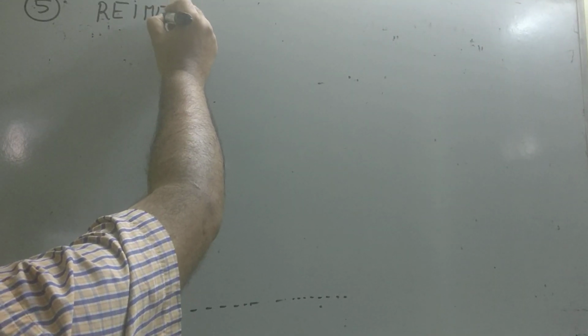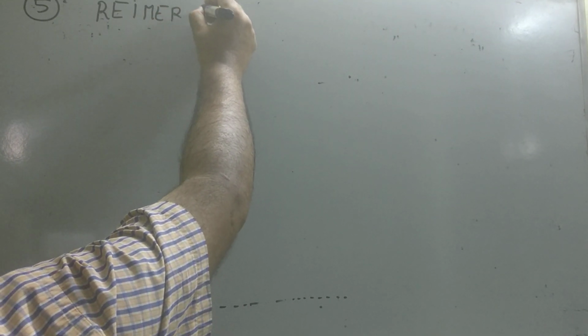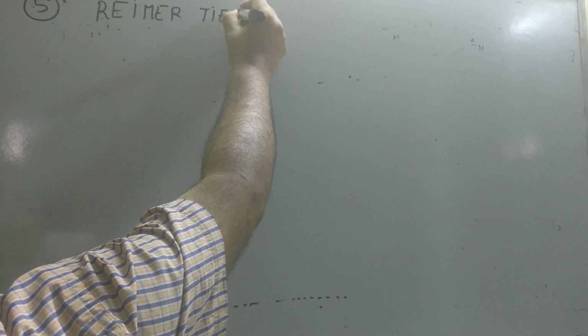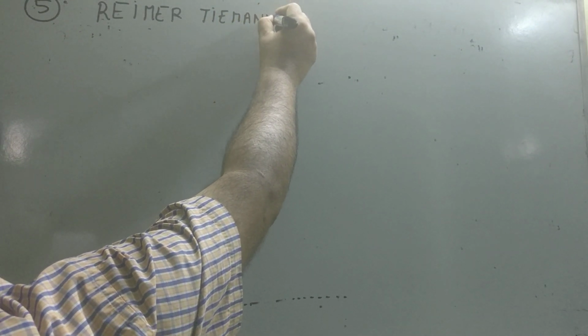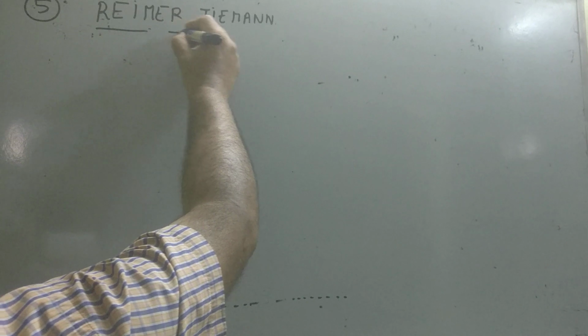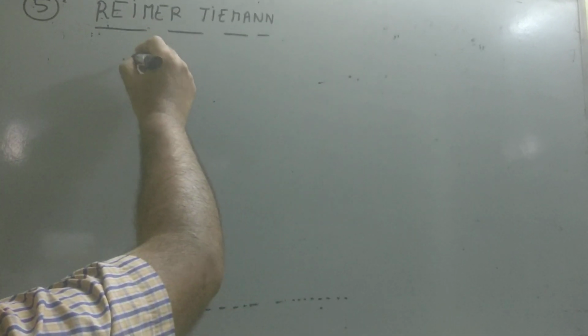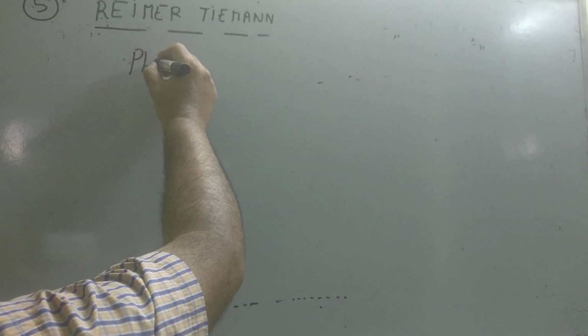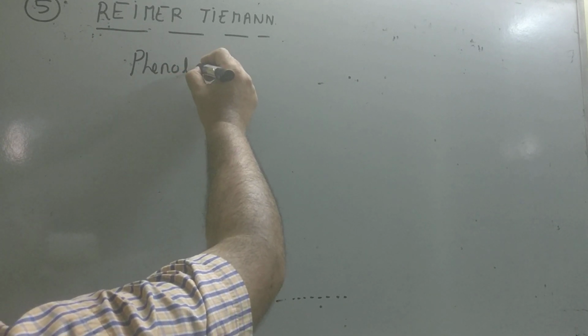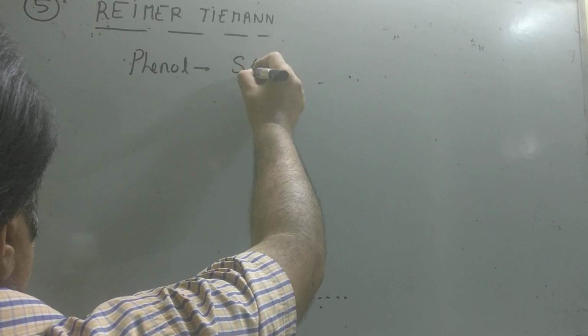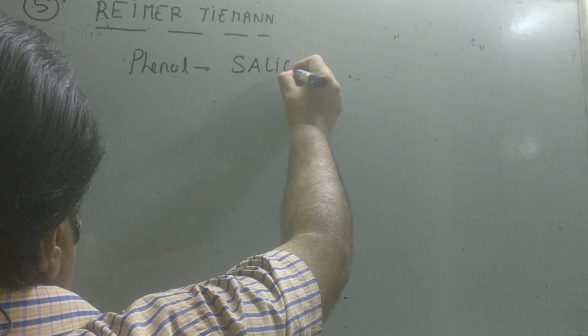So what we are discussing now is the 5th reaction. Again an electrophilic substitution reaction of phenol. It's a named reaction. The reaction is called Reimer Tiemann reaction. It's a reaction in which we can convert phenol into a compound called salicylaldehyde.